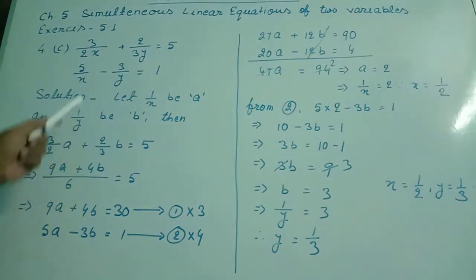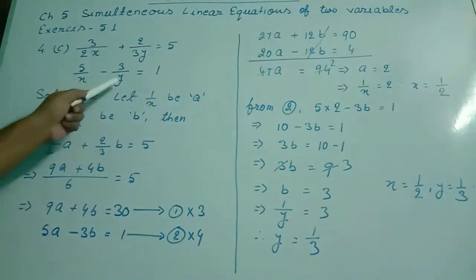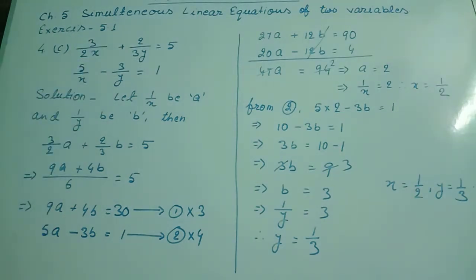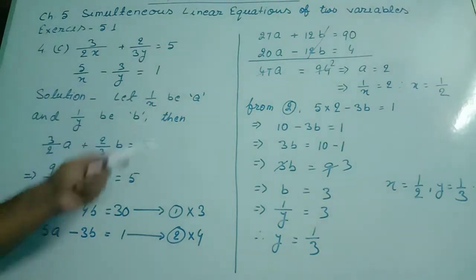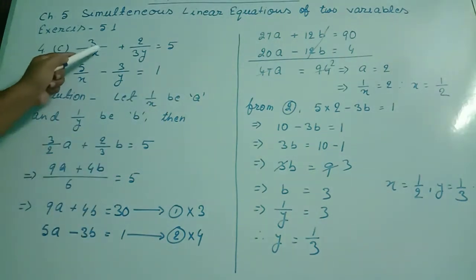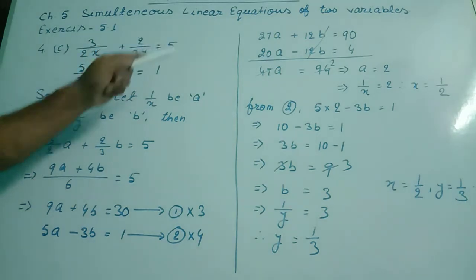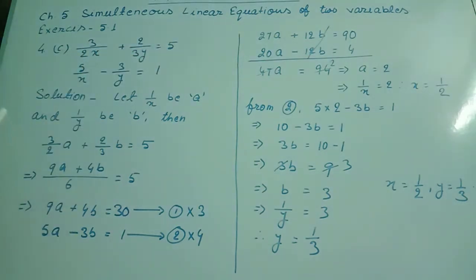Here we are seeing that these variables are in the denominators. If we separate it from here, we are getting 1 by x, 1 by y, 1 by x and 1 by y. So for that I considered let 1 by x be a and 1 by y be b. Then the equation became 3 by 2a plus 2 by 3b equal to 5, and these coefficients are in fractional forms.